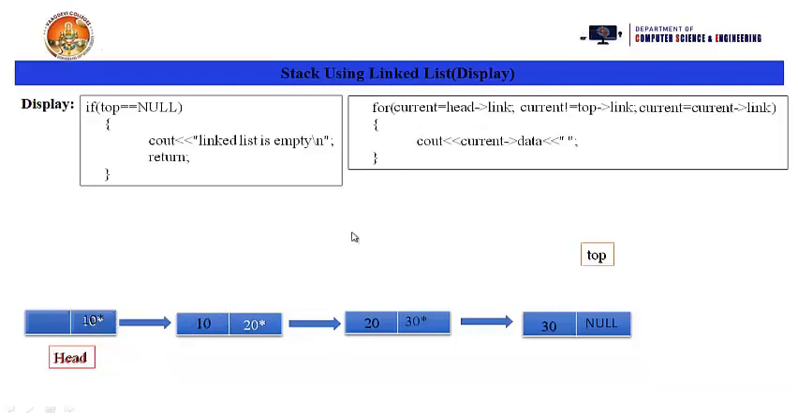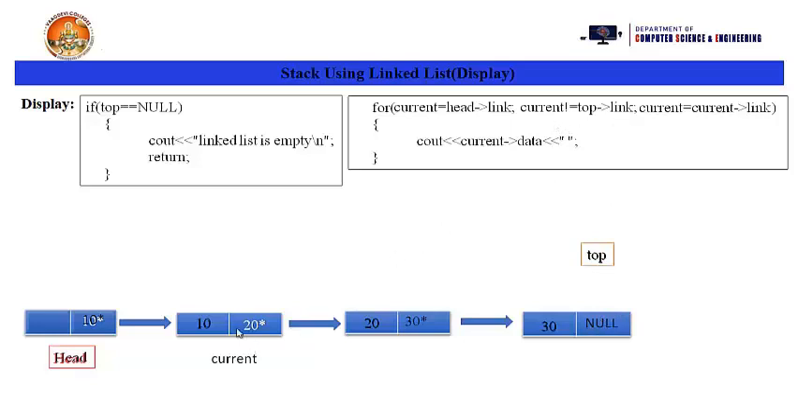Current equal head tends to link. Now head tends to link is here, the 10 pointer. It is moving to the 10th node and this node acts as current. Then we need to check the condition current not equal top tends to link. What is the meaning of this? Current node is pointing to the 10th node. Top tends to link, what is top tends to link here? Null. So we are checking current not equal to null.